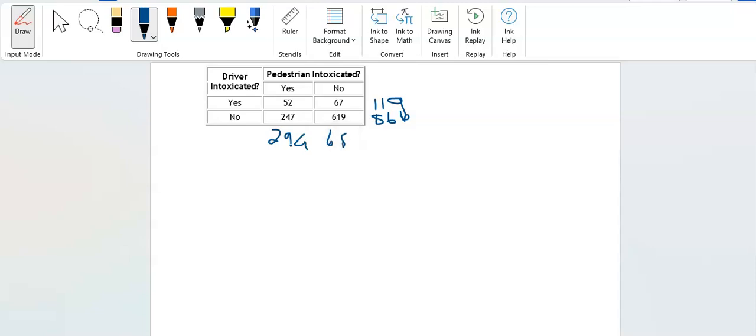Now I can either add the totals that I got right here or the two column totals right here, and they should add up to the same thing, which is 985. I'm just going to make some lines here. The overall total is 985. So there were 985 people in this study.